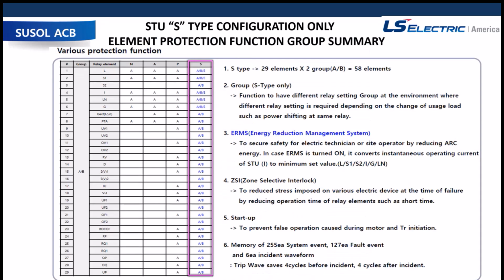There's also a new S-type configuration only for the super type. It's the element protection function group summary. I'm not going to go this in depth. For those projects and those engineers that are out there designing systems that need selective zone interlocks and an ERMS, and they also need some advanced functions as far as protections, the S-type is the one for them. And we'll work with Korea on whatever they're after and make sure we get the right OCR for what fits their needs.